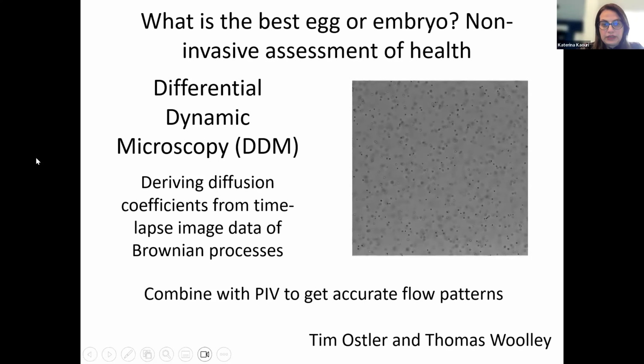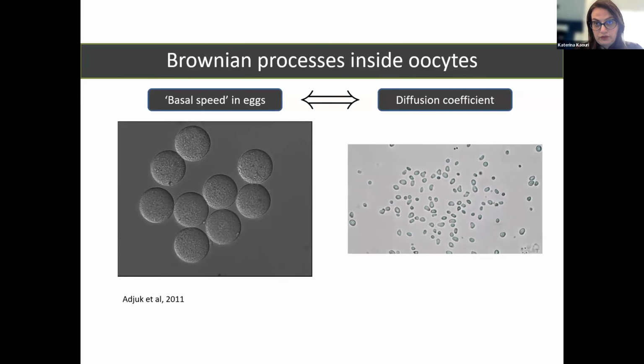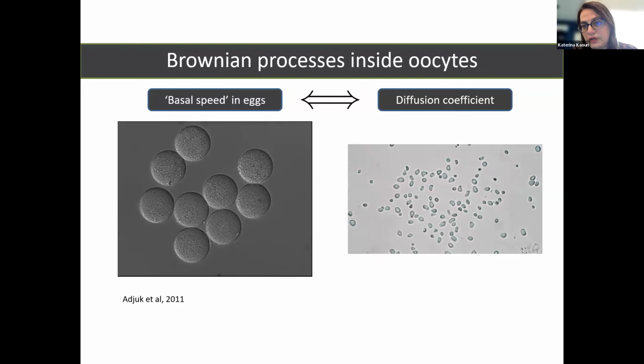A key result that came out of that work is that we should combine with PIV to get the accurate flow patterns. But DDM, if it's a system where you just need to characterize diffusion, is doing very well. And Tim actually modified DDM to account even for more scenarios. So this leads me to the next slide. Just to give you a bit more background, the basal speed in eggs, some background motion they have, is the one corresponding to the diffusion coefficient. And the hypothesis that Carl Swan has, the experimentalist that Thomas mentioned, is that this basal speed directly relates to metabolic health. So in other words, diffusion coefficients tell us something about the health of embryos.